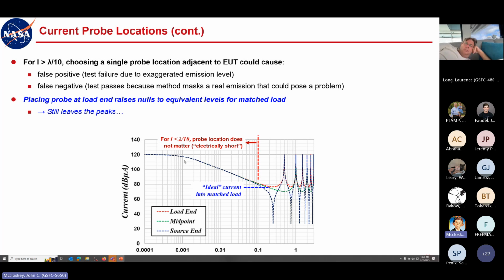But if you just work through the math, when you move the current probe to the far end, so let me back up a second here. And bear with me here, because this is getting into the weeds, and it's non-trivial to explain, so just bear with me. But this blue dash curve is the same one that I just showed you on the previous slide. This is putting the current probe at the EUT.